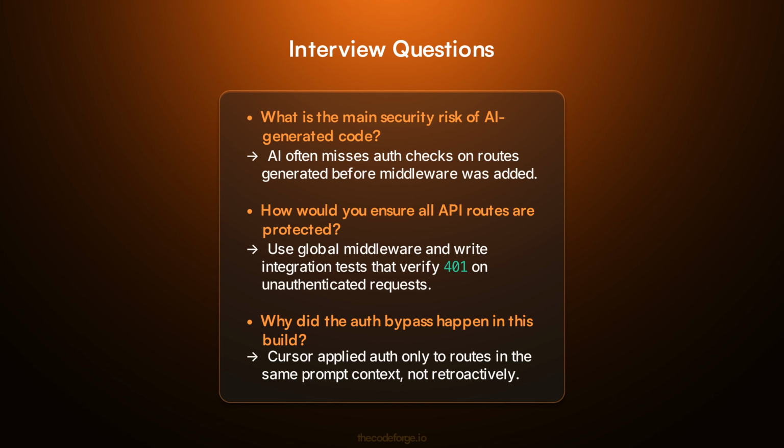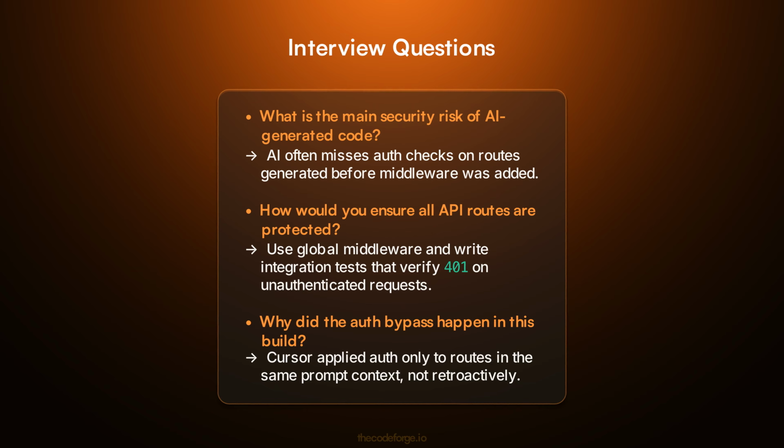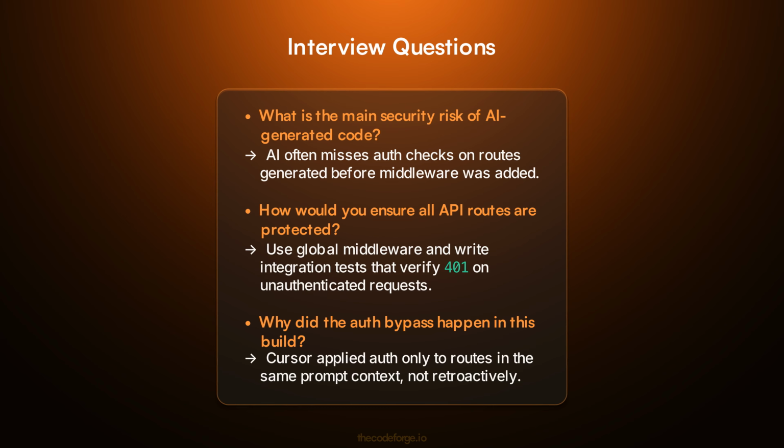Let's run through some common interview questions. What is the main security risk of AI-generated code? AI often misses auth checks on routes generated before middleware was added. How would you ensure all API routes are protected? Use global middleware and write integration tests that verify 401 on unauthenticated requests. Why did the auth bypass happen in this build? Cursor applied auth only to routes in the same prompt context, not retroactively.